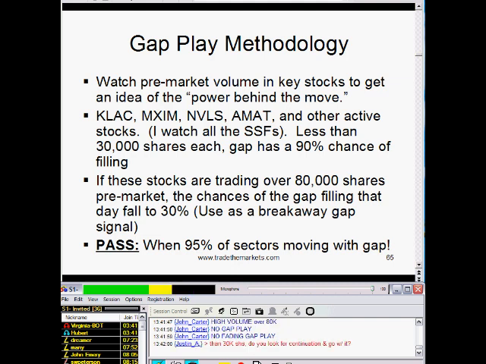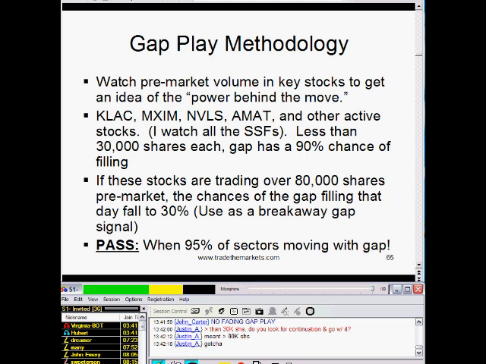What will happen on those days, if we get a gap up of over 80,000 shares, we're going to actually be looking to focus on the long side, and we're going to take scalper buys and squeeze plays. But that's something that we're going to talk about later. But we're not going to be fading that.